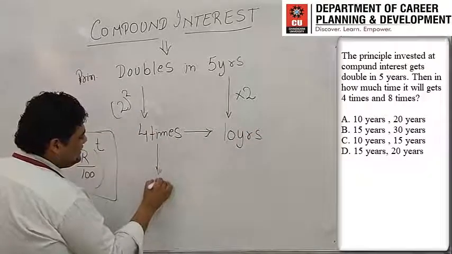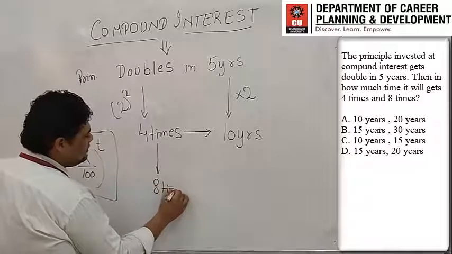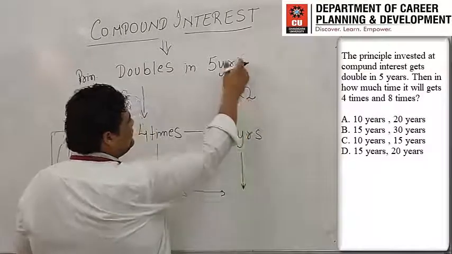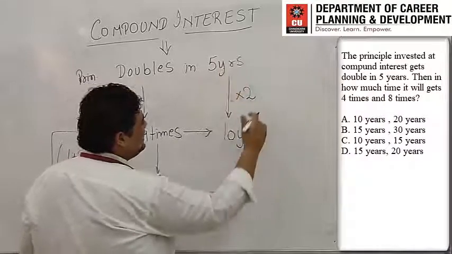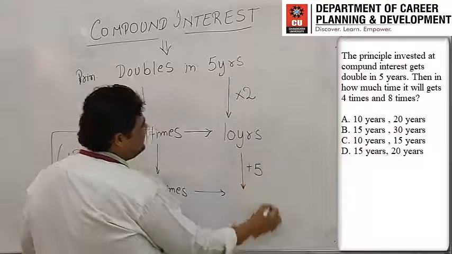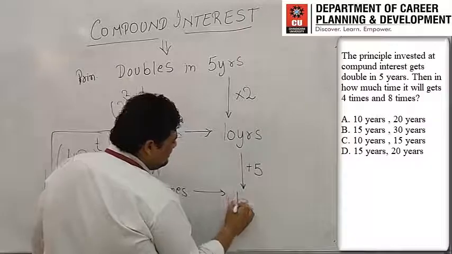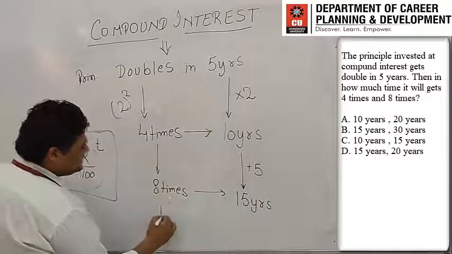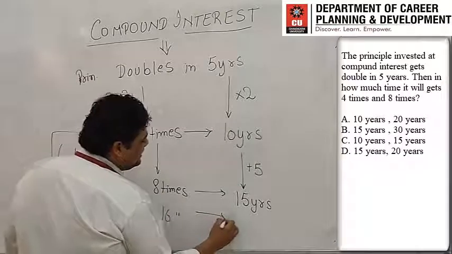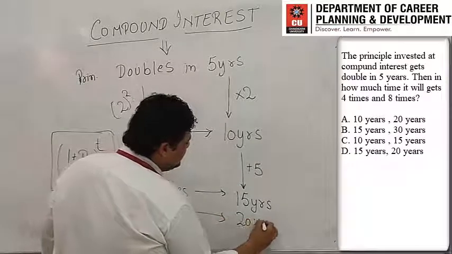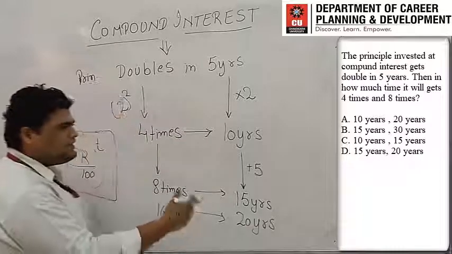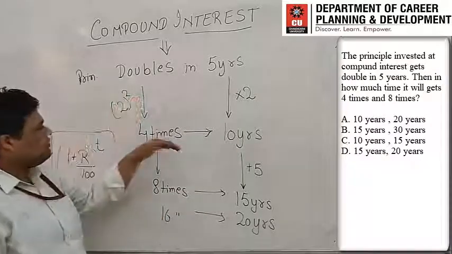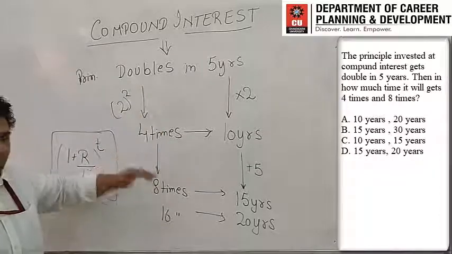And if it is asking 8 times, it will be 5 plus 5, then again plus 5, so 15 years. Then if it is asking 16 times, then again plus 5, it will get in 20 years. It will take the same amount of time for each doubling. Means 2 to the power 2, 2 to the power 3, 2 to the power 4.